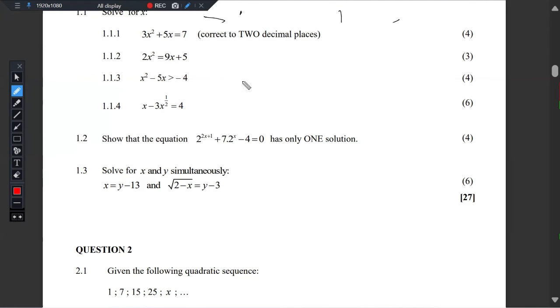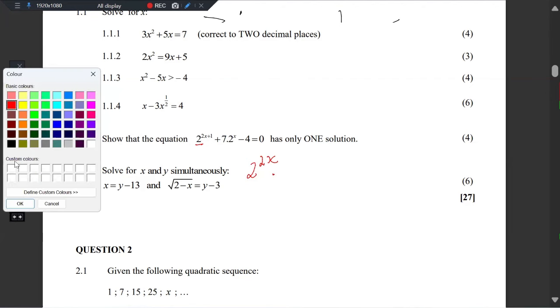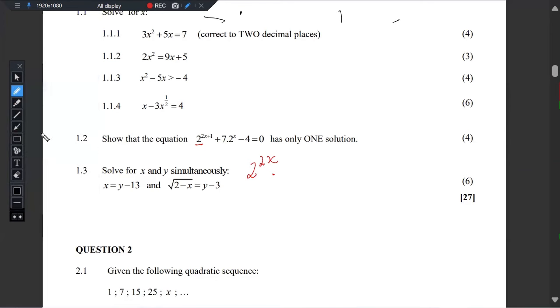So I will say let. Now, the first thing that we have to discover from that is that this here can be written as 2 to the exponent of 2x. So 2 to the exponent of 2x times 2 to the exponent of 1. Then plus 7 times 2 to the exponent of x, minus 4 is equal to 0.